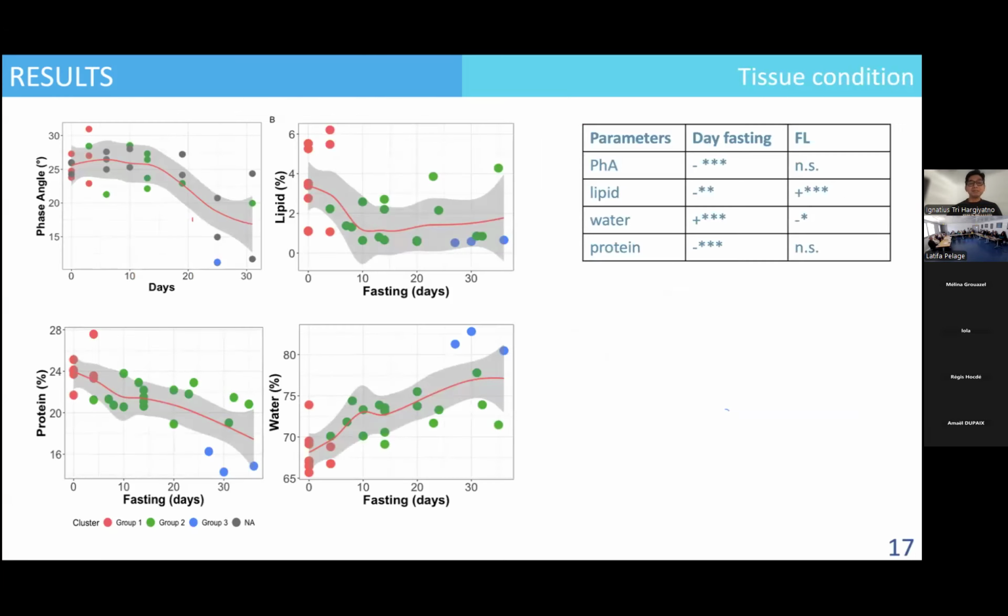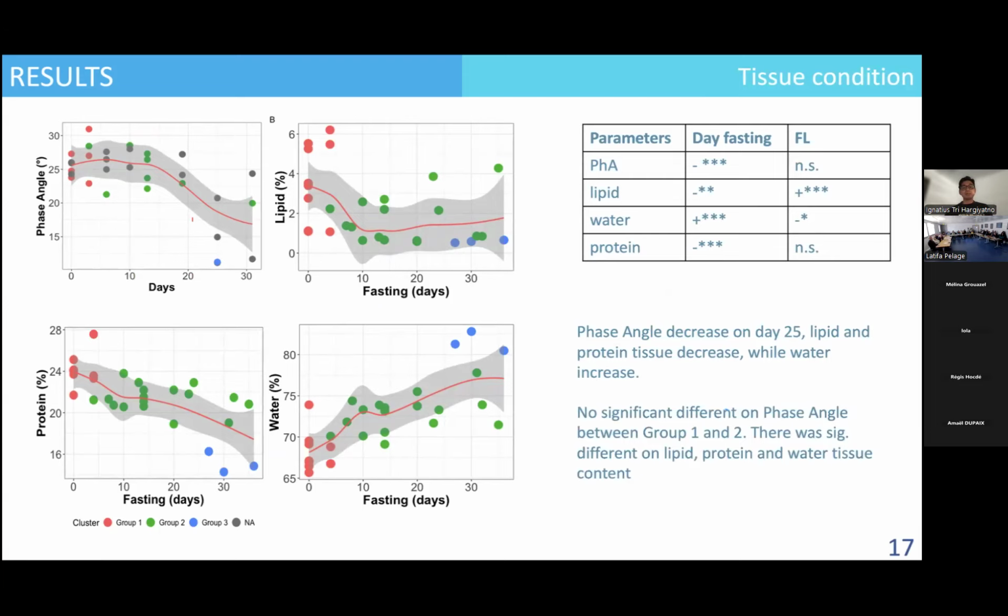For the tissue condition, the phase angle decreased later compared to the morphometrics, around day 25. The lipid decreased after around day 4 also, the protein also decreased significantly, and the tissue water increased. And there is no significant difference in phase angle between group 1 and group 2.